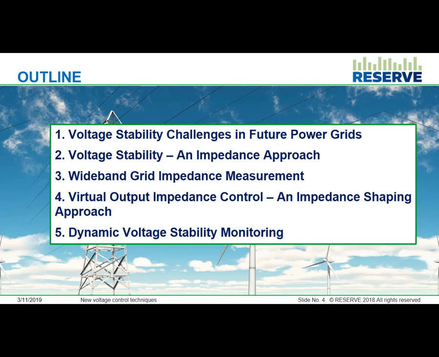Since impedances can be used to change the stability of a system, the control of the impedance of a converter becomes a very crucial part. So we look at some methods on how to shape the impedance. That's why I call it an impedance shaping approach, to loop shape the impedance such that it's stable with the grid. Finally, from this project RESERVE, we came up with a monitoring technique called dynamic voltage stability monitoring, and I'll present how we are doing it.